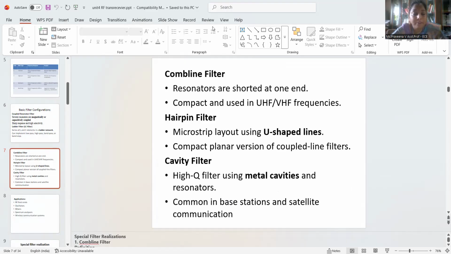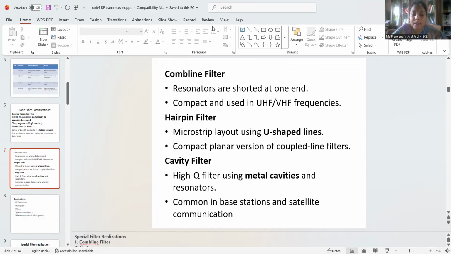The next slide is the combined filter. A combined filter is one where the resonators are shorted at one end. It is a microwave band pass filter consisting of multiple resonators that are short circuited at one end and capacitively loaded at the other end. These resonators are arranged parallel to each other, resembling the teeth of a comb. That is a combined filter.